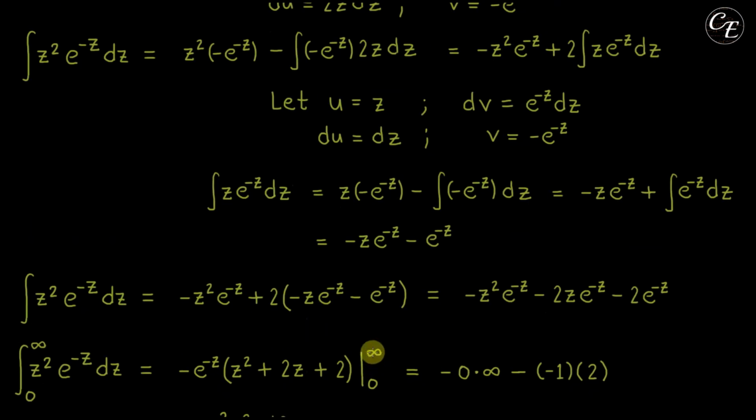Now if we substitute this positive infinity for z in here, we'll have here e raised to negative infinity, or 0. So we have here 0.